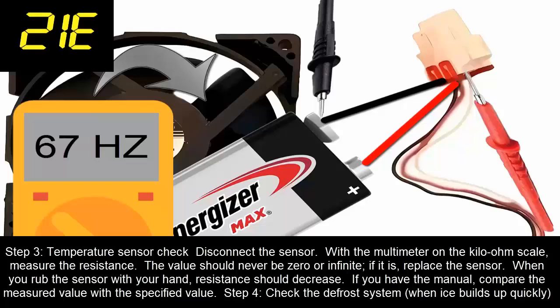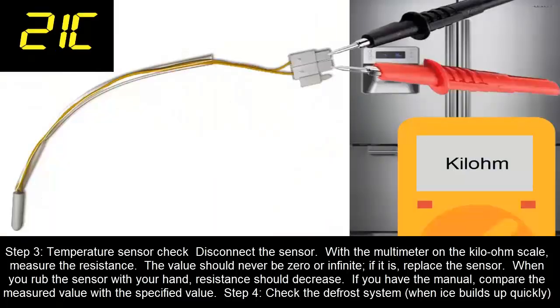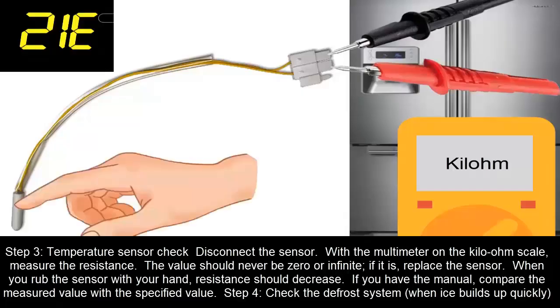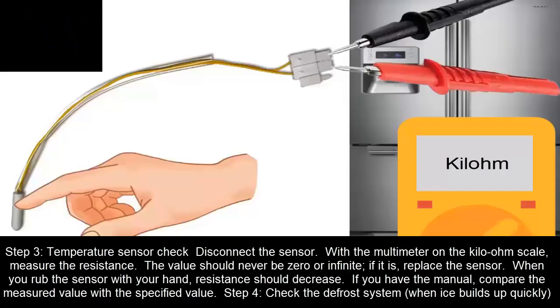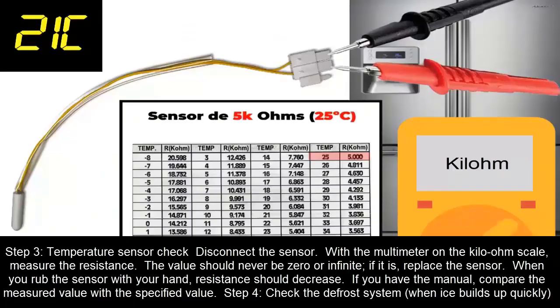Step 3. Temperature sensor check. Disconnect the sensor. With the multimeter on the kilo-ohm scale, measure the resistance. The value should never be 0 or infinity. If it is, replace the sensor. When you rub the sensor with your hand, resistance should decrease. If you have the manual, compare the measured value with the specified value.